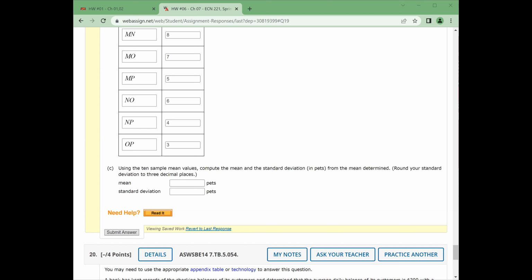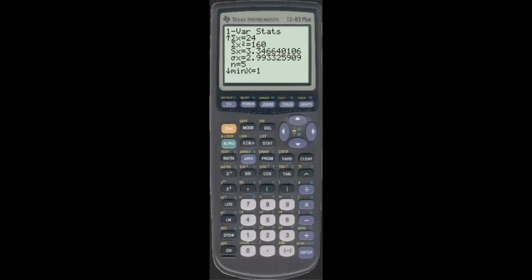In terms of what to do with that other one, you could square this other number, 3.3466, to see if it'll work. I'm really not sure why that variance didn't work out, but we'll try it here. So let me go back to the calculator. We're going to enter these values into the table.